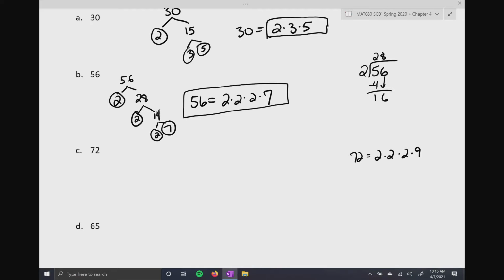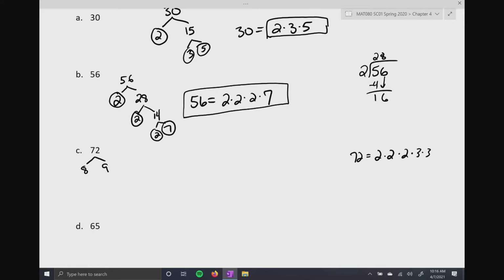All right, did anybody else get an answer? I did. What'd you get? I got 2 times 2 times 2 times 3 times 3. All right, I like that one a little bit more. So let's just see how it works now, okay? So 72 I'm going to break down, and I'm going to use 8 times 9. Because I know 8 times 9 is 72.